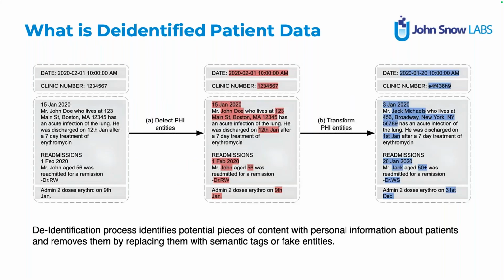In this visual, you can see how the process works. First, a model or pipeline identifies PHI entities in the original text. The ones highlighted in red are our PHI entities. Next, these entities are obfuscated with fake values. Finally, as you can see, the ones highlighted in blue have been obfuscated. For example, names like John Doe become Jack Michels, or dates are replaced with different obfuscated dates.